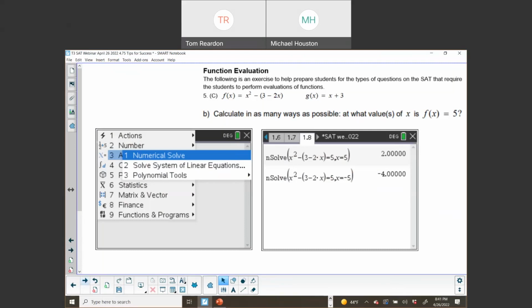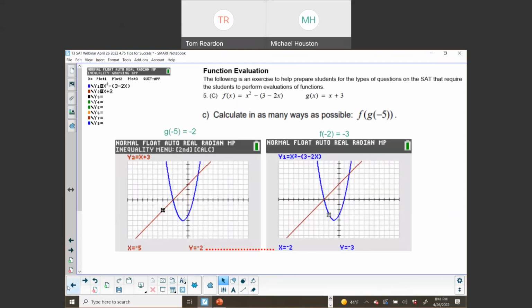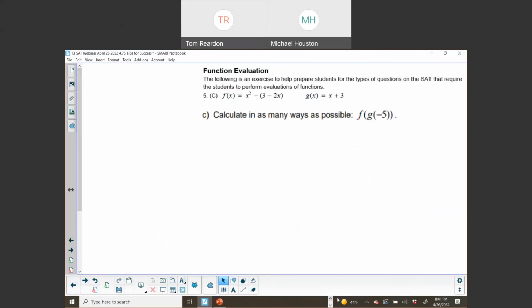Okay. All right. So calculate in as many ways as possible f of g at -5. So again, I'm going to point out some things, but I do want to illustrate something too. Well, no, maybe I better show this. I got to show this. Sorry. Even though it's time, I got to do it.